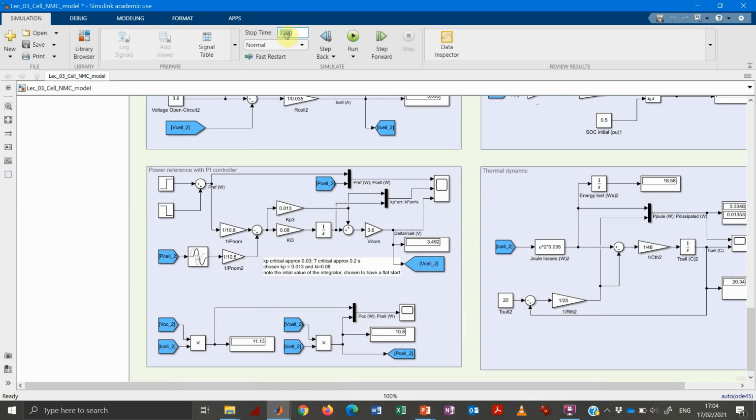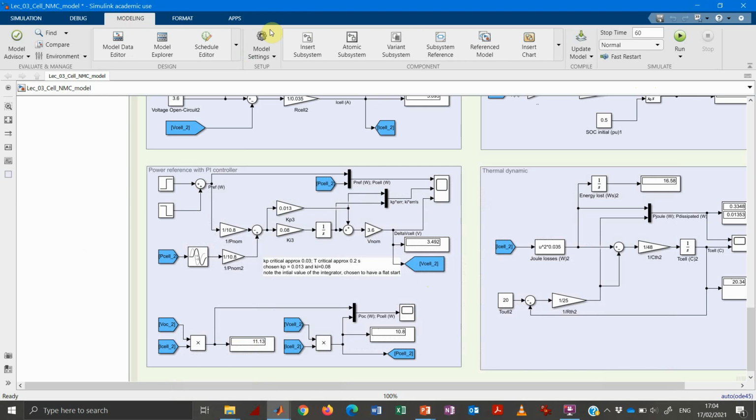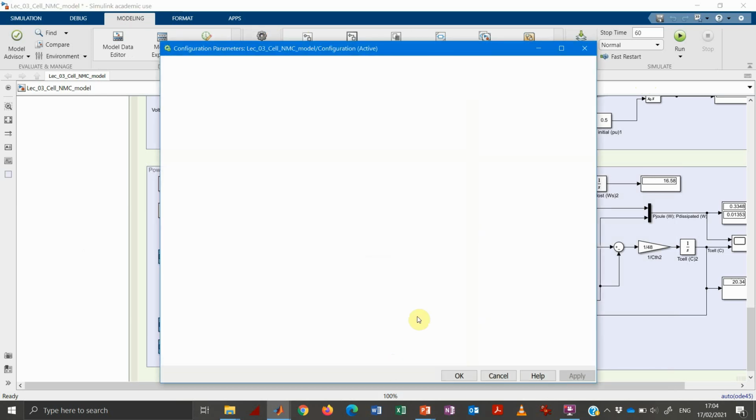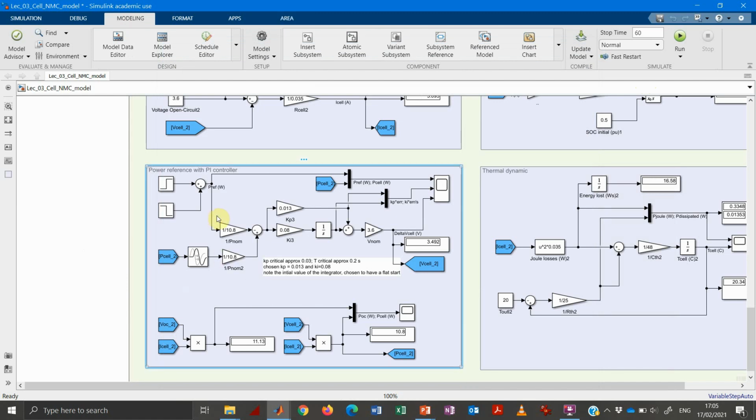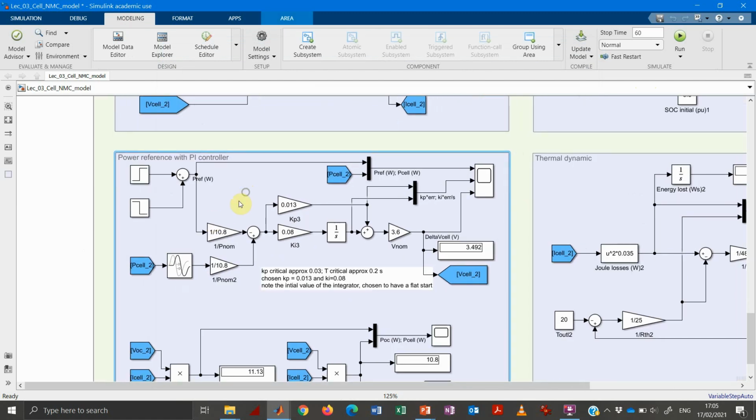So the first thing, we don't need to run the simulation for so long, 60 seconds would be enough. One small detail, since we introduced a fairly small time constant, that is 0.1 second, we need to make sure that the simulation step is not too big. So I still keep the variable step solver, but I'm forcing the solver not to go faster than 0.01 second. I do like that, and then I design my PI controller.